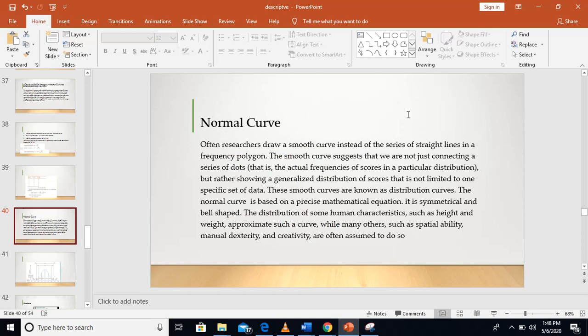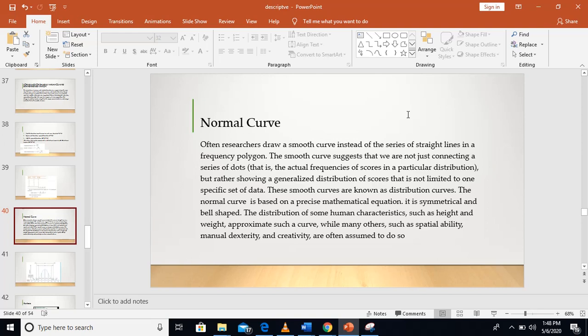Normal curve. Often researchers draw a smooth curve instead of the series of straight lines in a frequency polygon. The smooth curve suggests that we are not just connecting a series of dots, that is the actual frequencies of scores in a particular distribution, but rather showing a generalized distribution of scores that is not limited to one specific set of data. These smooth curves are known as distribution curves.